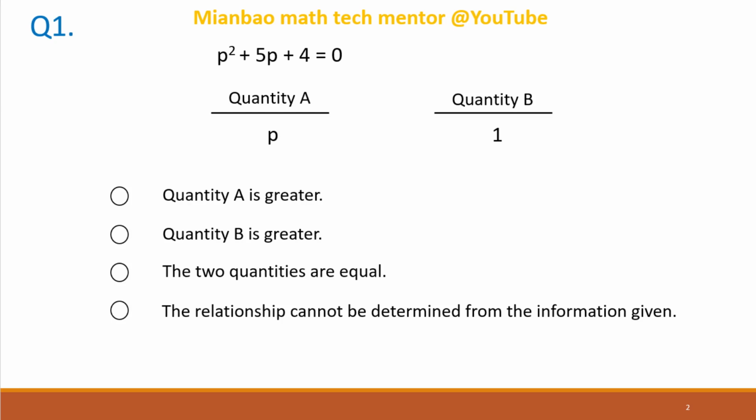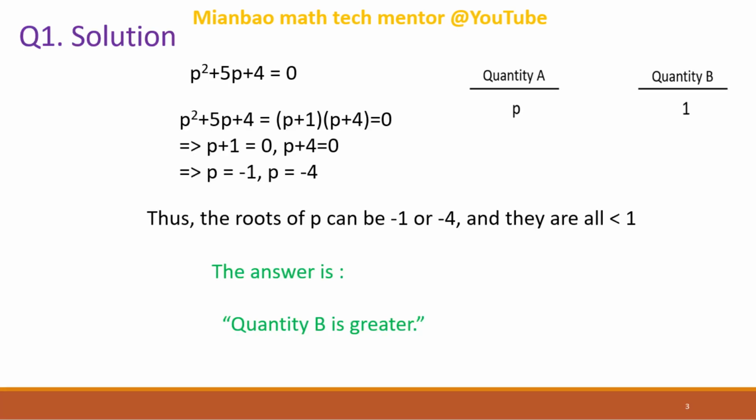Question 1. Which of the following answers is correct? Quantity A is greater, or quantity B is larger, or the two quantities A and B are equal, or the relationship cannot be determined from the information given? P squared plus 5p plus 4 equals 0. It can be factorized into (p plus 1) times (p plus 4) equal to 0. Then, p has two roots, p equals minus 1, and p equals minus 4. These roots are all less than 1. The answer is quantity B is greater.